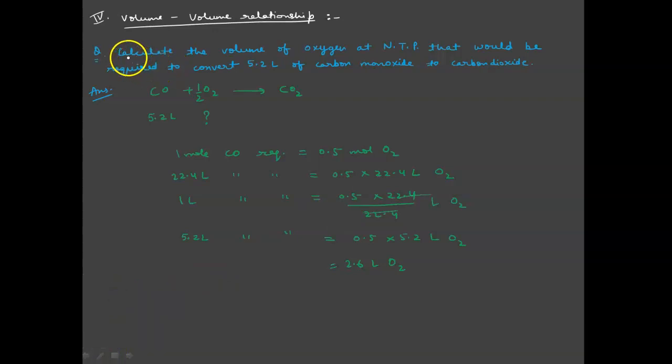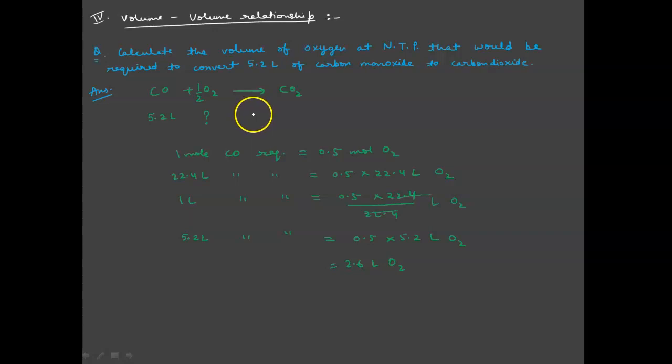So here is the question: calculate the volume of oxygen at NTP that would be required to convert 5.2 liter of carbon monoxide to carbon dioxide. First of all we will write the equation CO plus O2 gives CO2. To balance, we will multiply by half. You can also do this by adding a 2 here and a 2 here.